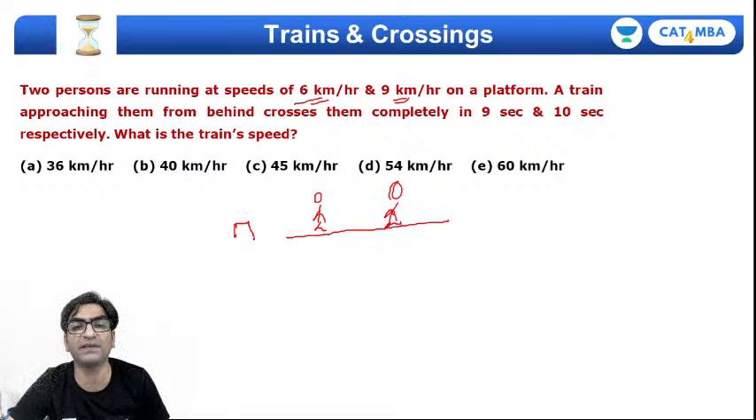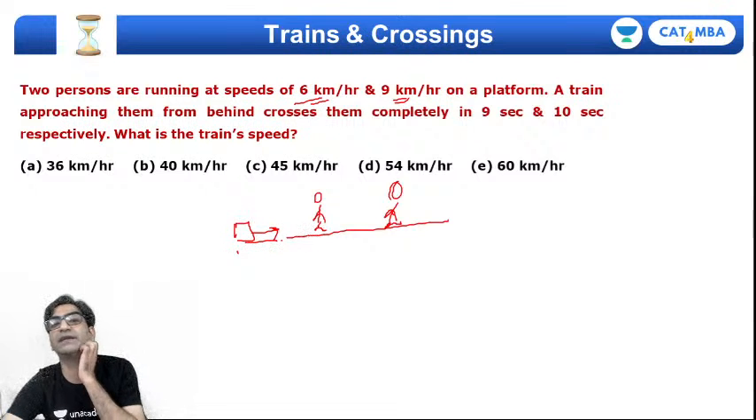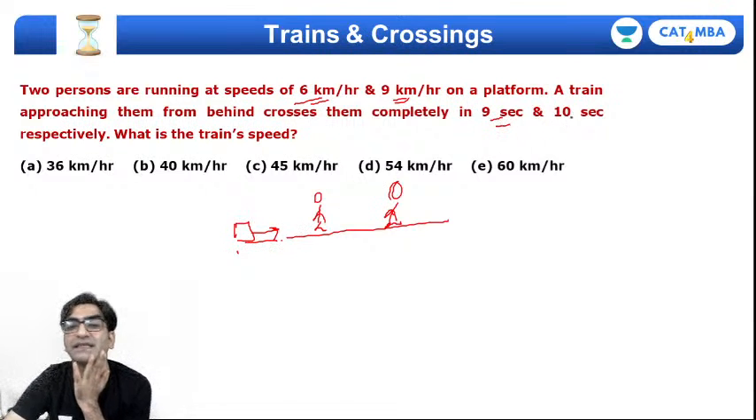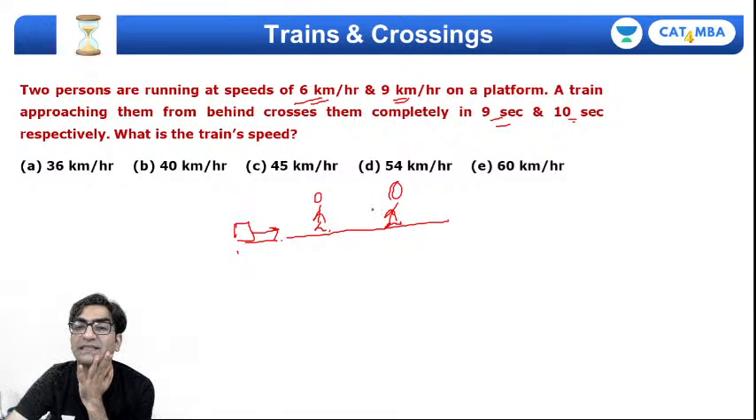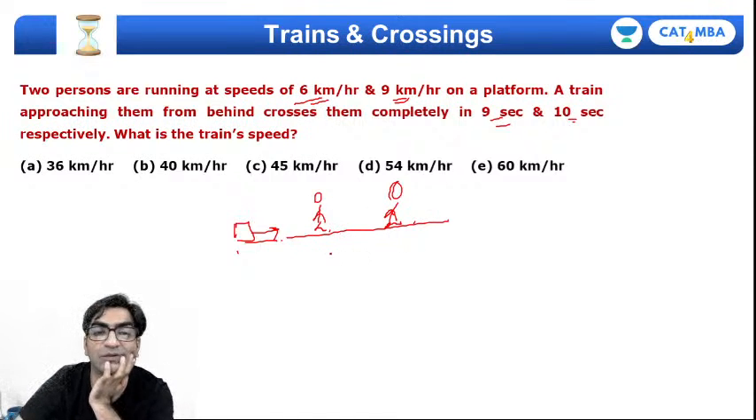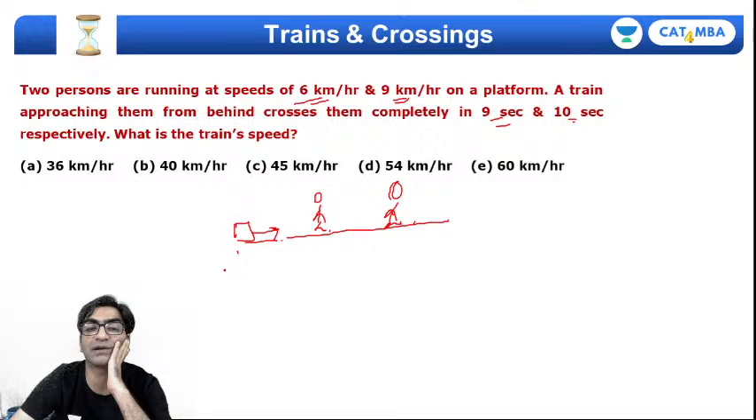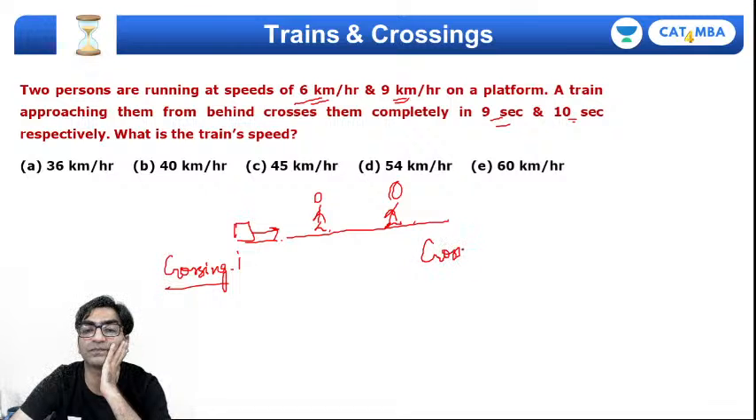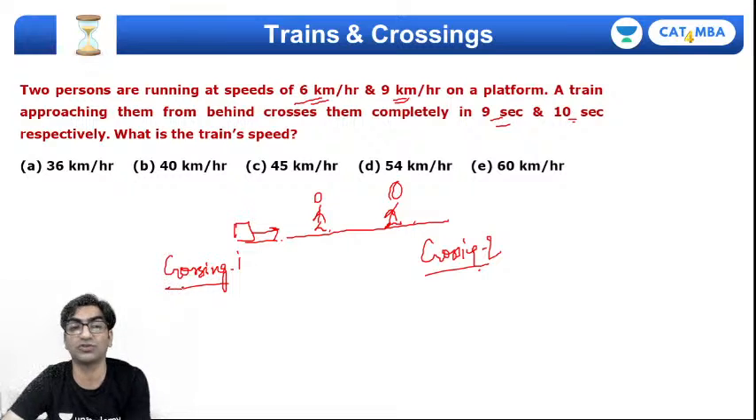Right. There is a train approaching them from behind, and it crosses them in 9 seconds and 10 seconds, right? The first guy it will cross in 9 seconds, the second guy it will cross in 10 seconds. What is the train speed? Now remember, there are two crossings, crossing 1 and crossing 2, and in every crossing we will use this distance to cross.